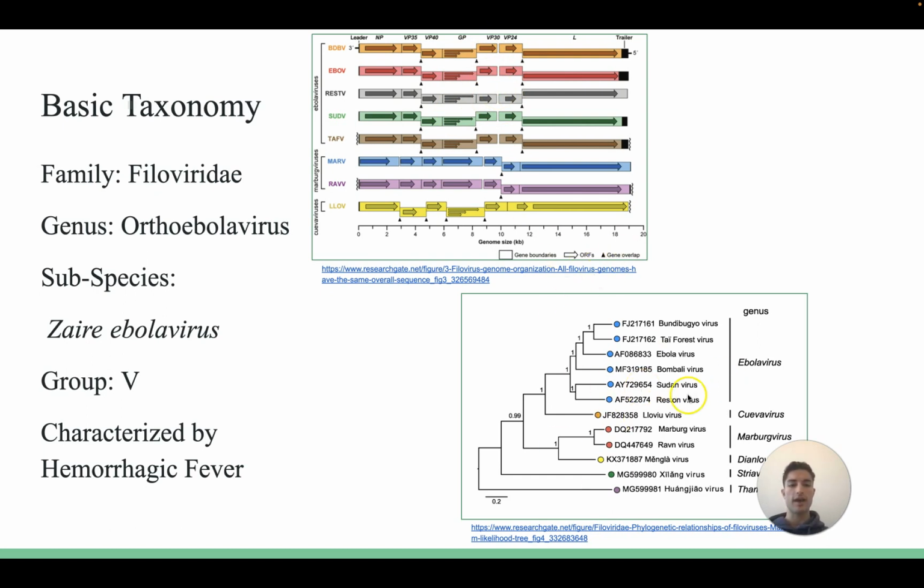Down here we have a bit of a phylogenetic tree displaying viruses within the family, specifically these different genuses. Ebola virus is right here. There are 6 known to man, 6 different strains, 5 of which can affect humans. The one I will be focusing specifically on is the Zaire Ebola virus, also known as EBOV.